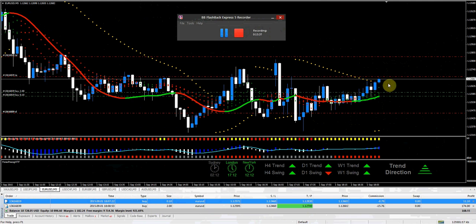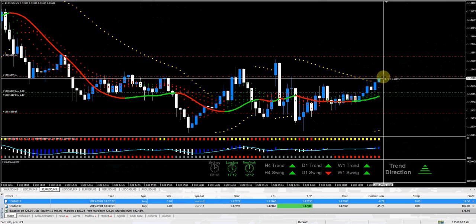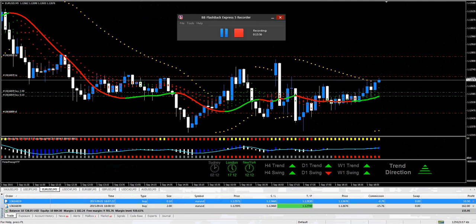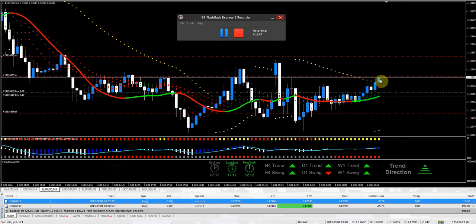Hey folks, we're actually about 1 pip away from being taken out of this trade, and I wanted to make sure I was here, or I had a recording when it does. Yep, we are exactly 1 pip away. Alright, I was hoping the market would have gone ahead and shot through right there, but we didn't get the push I was hoping for. Actually, we're about 0.8 pips.